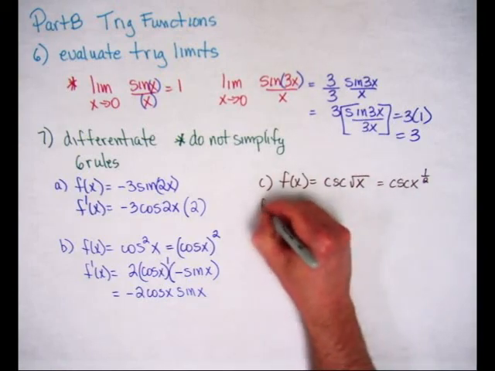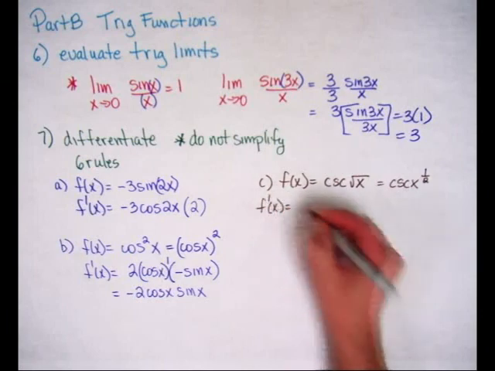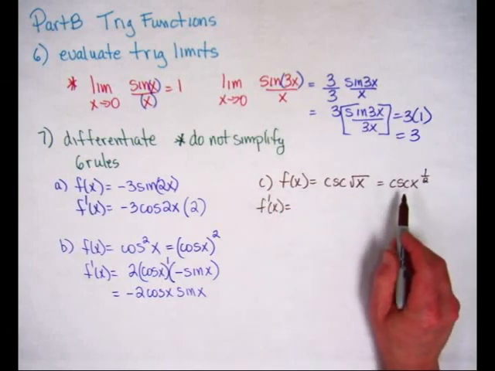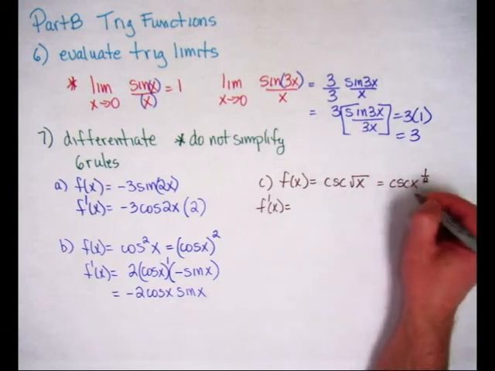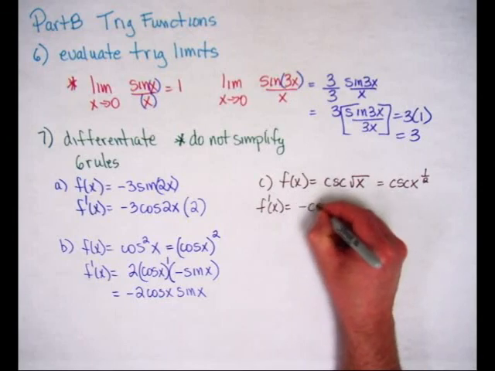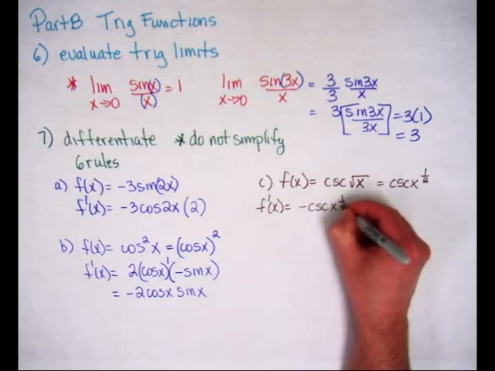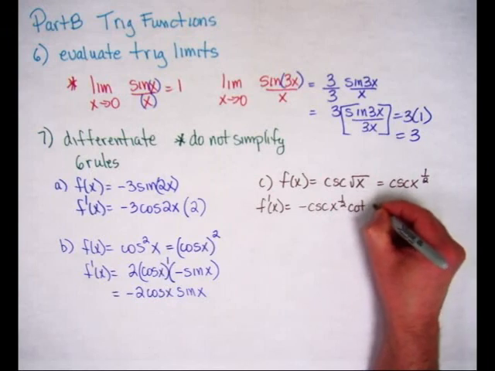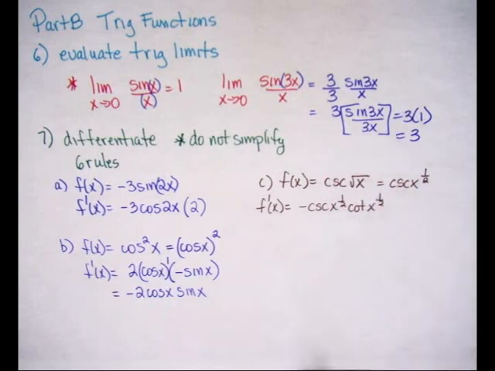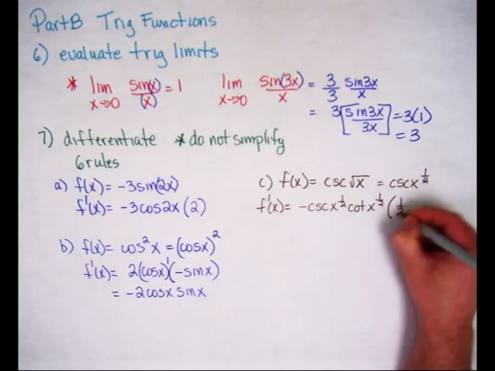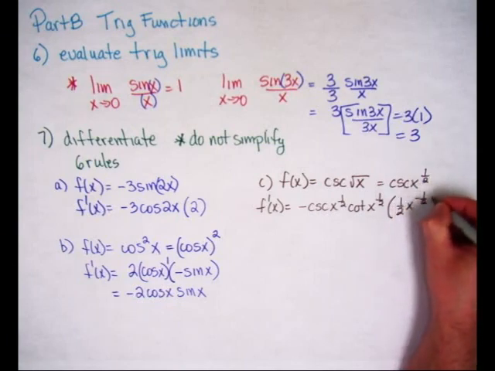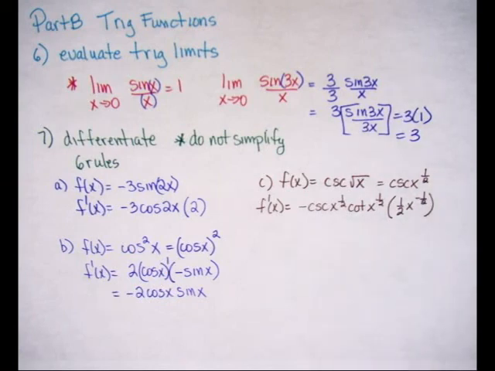So now we would take the derivative f prime. The derivative of cosecant is negative cosecant cotan. The argument never changes. So this will be negative cosecant x to the 1/2 cotan x to the 1/2. And then, of course, you always got to multiply by the derivative of the argument. In this case, the argument isn't just x, it's x to the 1/2. So we have to use our power rule. And that would be our answer right there.